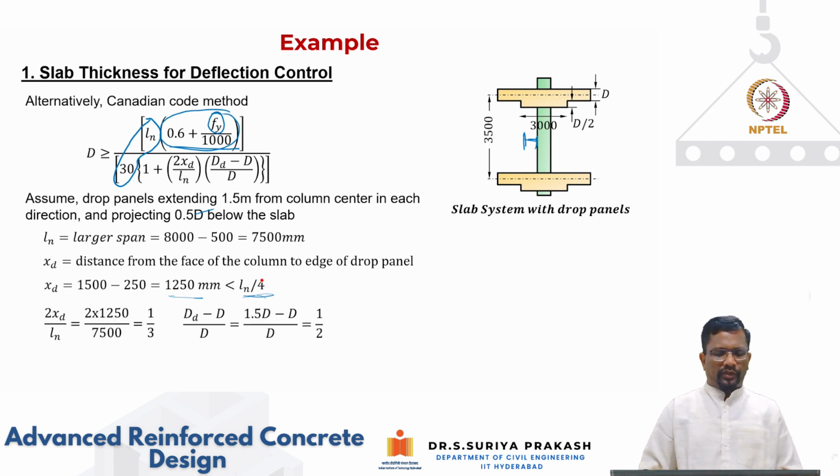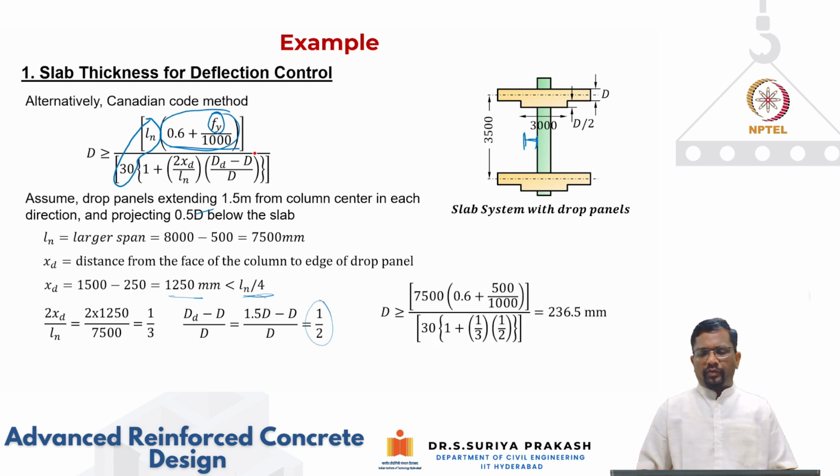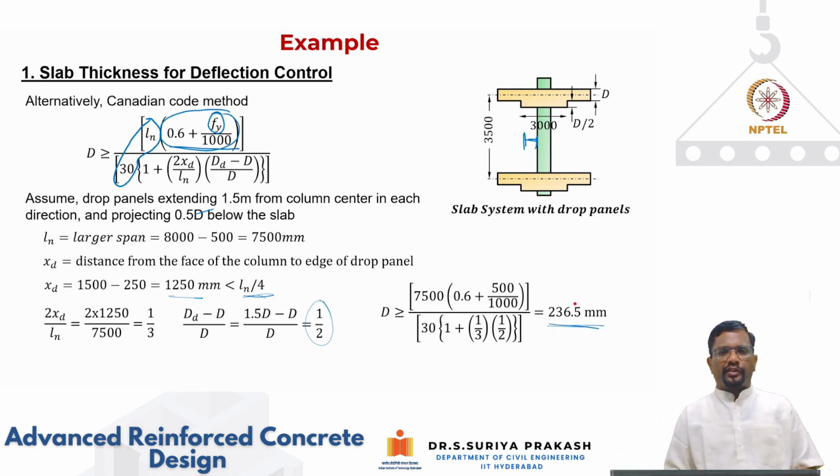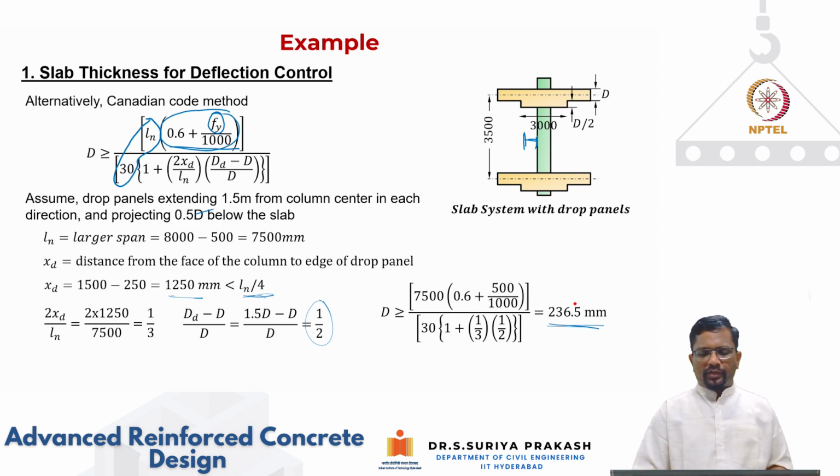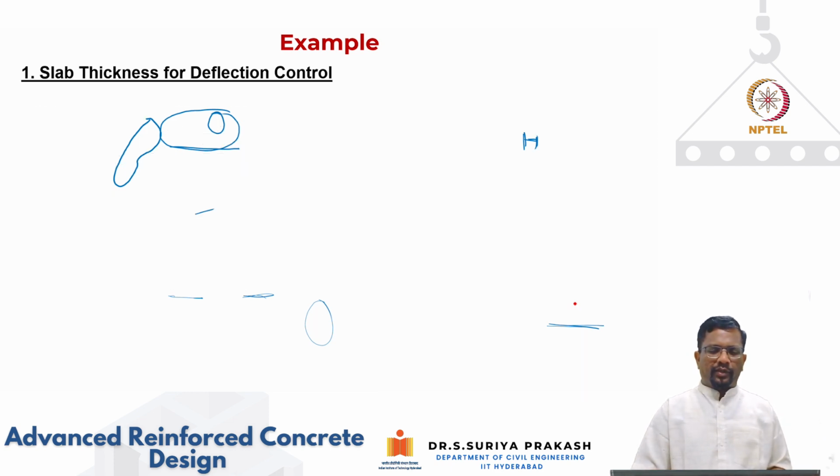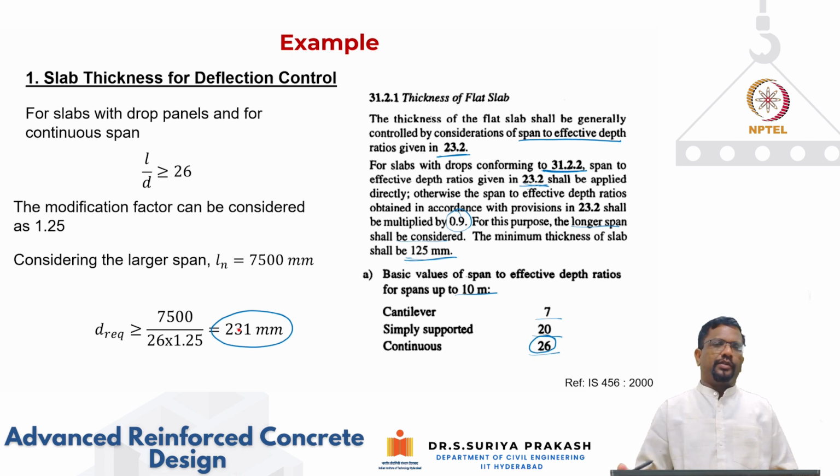There is one more condition, right? So if you substitute all these values, this works out to be 1 by 2, and this works out to be again 1.5. So if you substitute all of them, you find that the thickness requirement should be greater than 236.5. If you go back to the previous one, in a quick calculation what we did, this is 231. They are very close.